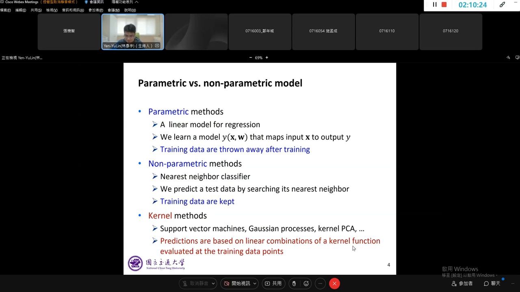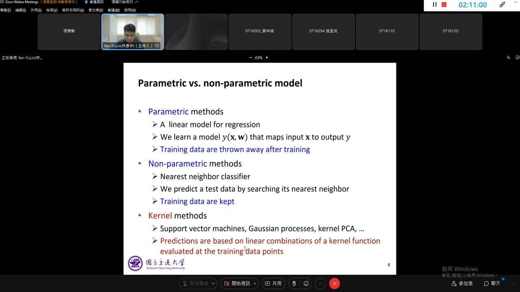Let's look at some keywords. A kernel function. Actually, this is the key feature of kernel methods. We need to select or learn a kernel function. This kernel function is applied to a pair of data, one from training and one from testing during the testing phase. So this is the meaning of a kernel function evaluated at a training data point.